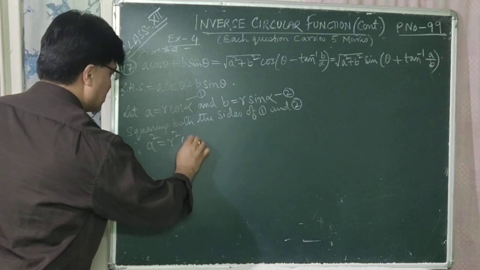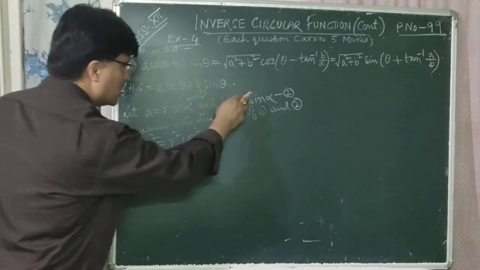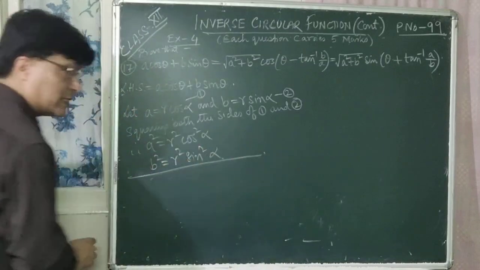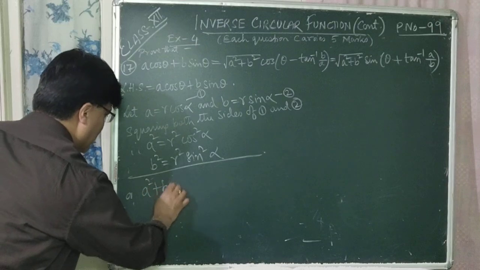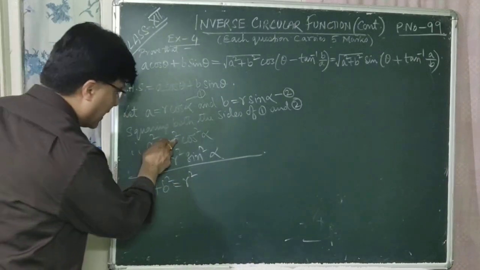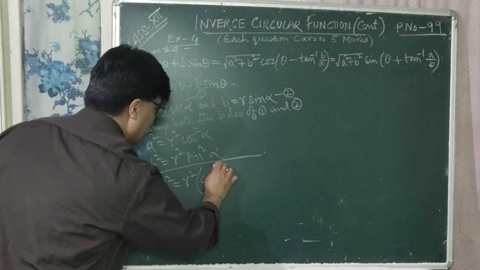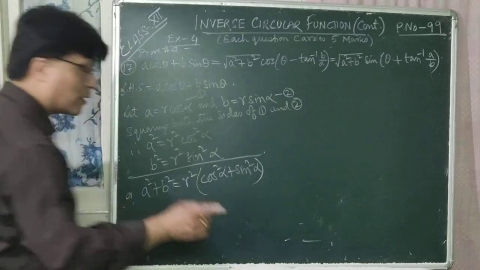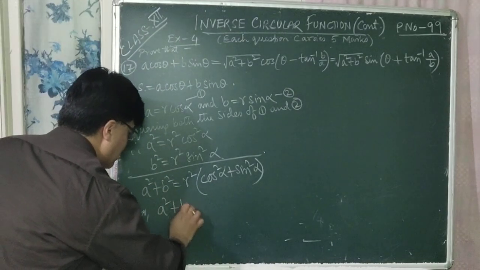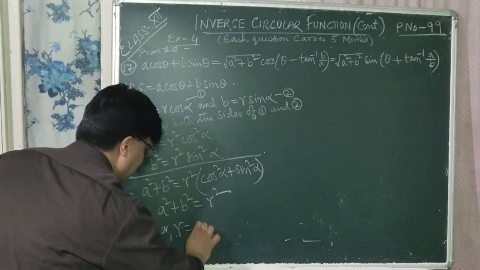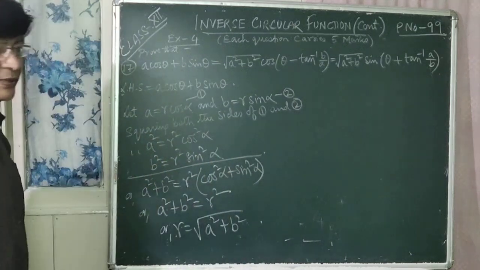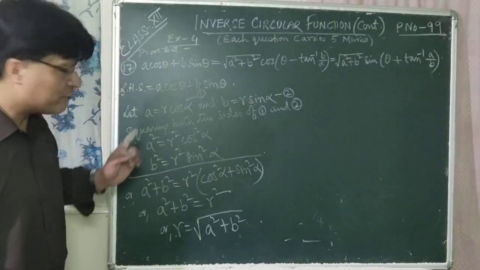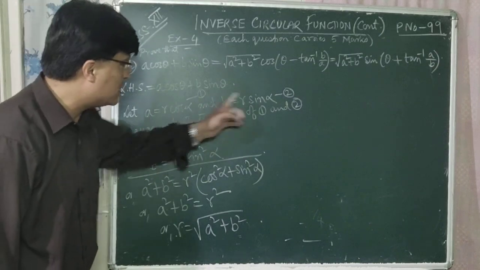So what do we get? A square is equal to R square cos square alpha, and below it square both the sides of number 2. What is it? B square is equal to R square sin square alpha, right? So let us add them. A square plus B square is equal to, here R square is common. If we add these two, R square will be common. So within bracket we have cos square alpha plus sin square alpha, right? So what is cos square alpha plus sin square alpha? It is always 1. So A square plus B square is equal to R square. What is the value for R? It is root over A square plus B square. That means we got the value for R is equal to root under A square plus B square. So we have got the value for R in terms of A and B eliminating alpha.